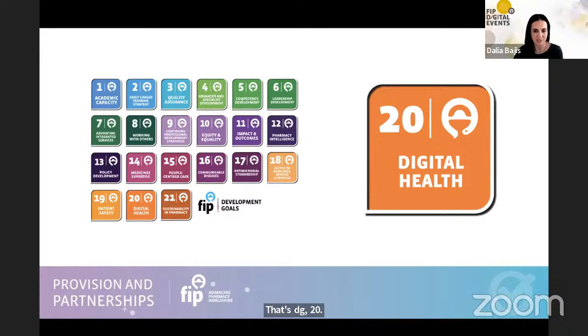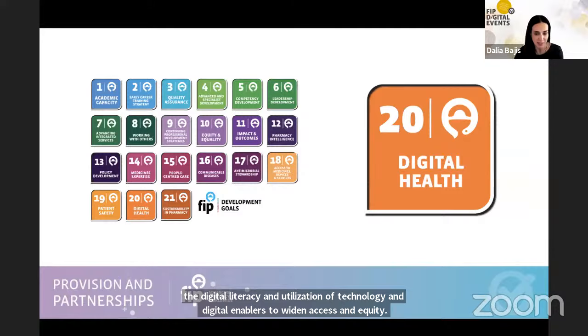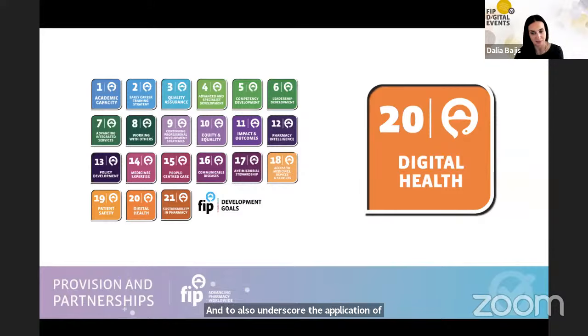DG20 emphasizes the importance of digital transformation within the pharmacy workforce and having effective processes to facilitate the development of a digitally literate, equipped pharmaceutical workforce, which is what Adi and my previous colleagues have explained or described. The DG20 also stresses the need for systems and structures to be put in place to develop and deliver quality digital health and the pharmaceutical care services associated with it, through the digital literacy and utilization of technology and digital enablers to widen access and equity, and to also underscore the application of digital technology in healthcare delivery and the development of innovative medical products.